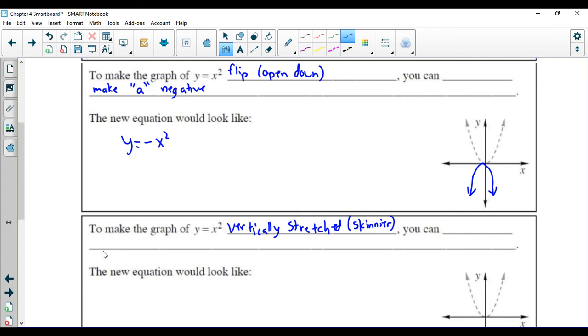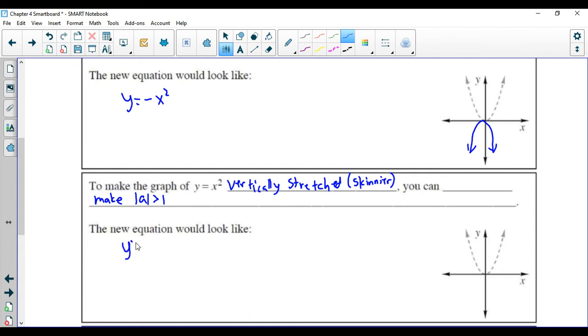And the way we make that parabola vertically stretched is to make the a value greater than 1. Now, we're going to worry about the absolute value of a being greater than 1, because I could also flip it and make it vertically stretched at the same time. So we're just looking at the absolute value of that. If the absolute value of the a is greater than 1, then it would be vertically stretched.